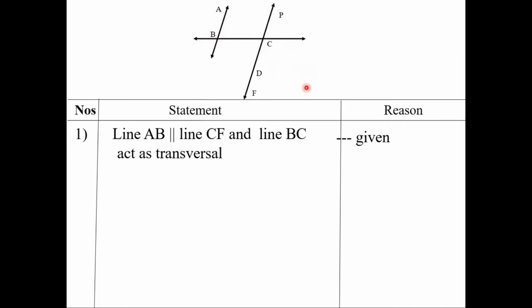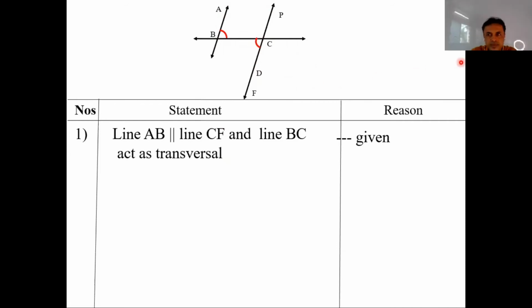So writing that part over here: angle ABC is congruent to angle BCD, and these are nothing but alternate angles. So writing it: angle ABC is equal to angle BCD. Reason: alternate angles, giving it as equation number 1.